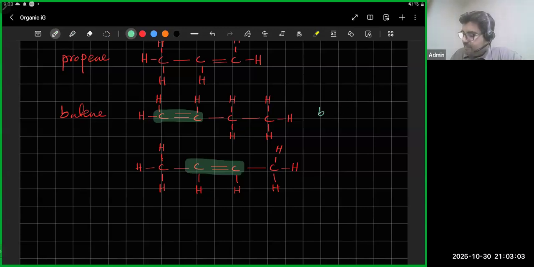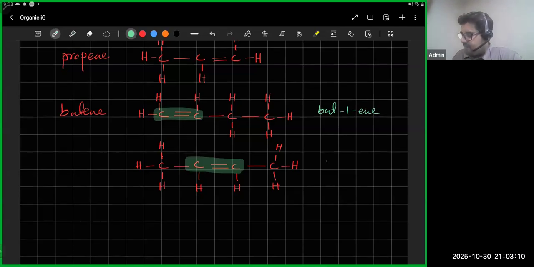So this one is called but-1-ene. So before the ene, you add 1, which means that the double bond is on the first one. And this one is going to be called but-2-ene. Okay, that means the double bond is on the second carbon atom. I can number them. This is first.